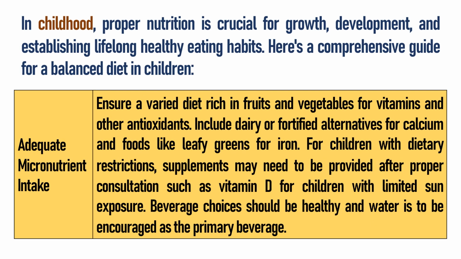Adequate micronutrient intake. Ensure a varied diet rich in fruits and vegetables for vitamins and other antioxidants. Include dairy or fortified alternatives for calcium and foods like leafy greens for iron, for children with dietary restrictions. Supplements may need to be provided after proper consultations, such as vitamin D for children with limited sun exposure, and vitamin B12 for vegetarians. Beverage choices should be healthy and water is to be encouraged as the primary beverage.